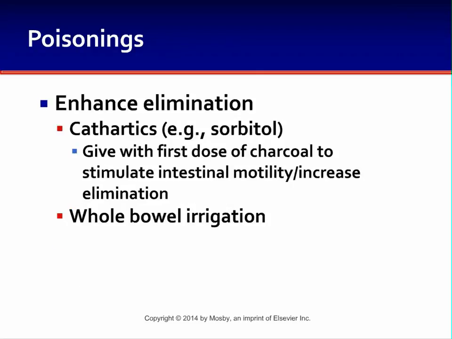Enhancing elimination includes cathartics such as sorbitol, which is given with the first dose of charcoal to stimulate intestinal motility and increase elimination. Or it can be done with whole bowel irrigation. Whole bowel irrigation can be effective for swallowed objects such as cocaine-filled balloons or condoms, and heavy metals such as lead or mercury.